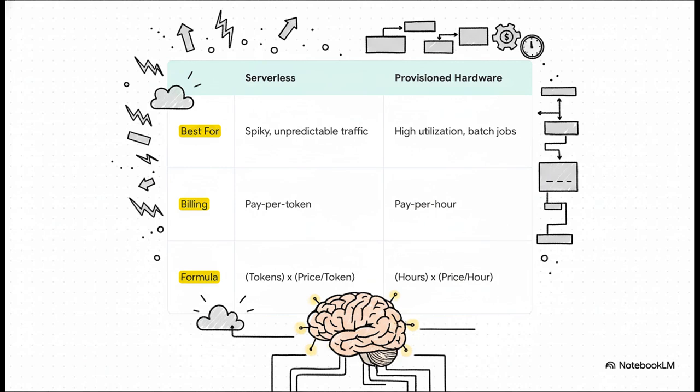If you have constant, heavy traffic, paying for your own hardware by the hour is almost always going to be cheaper for each token you generate. But if your traffic is spiky or you just don't get that many requests, serverless APIs are a lifesaver because you're not paying for a really expensive GPU to just sit there doing nothing.